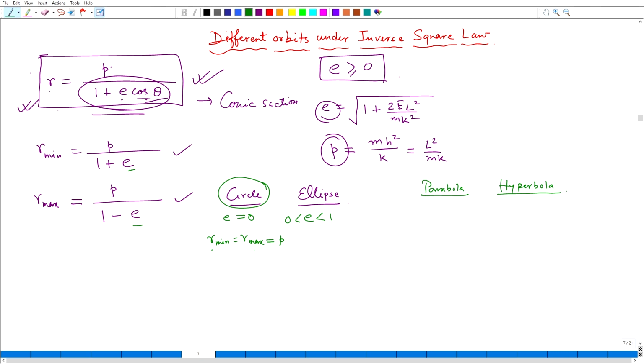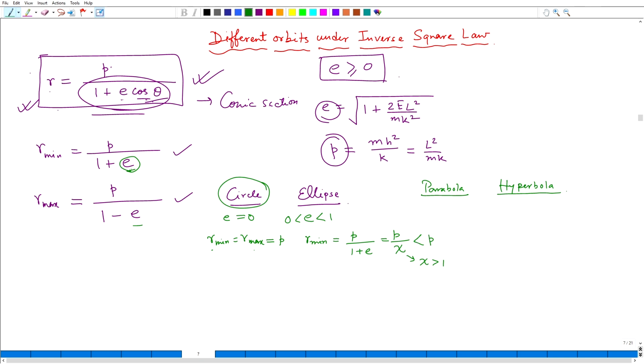Okay. And that is why you will see that R mean will be equal to P by 1 plus E, and since E is a positive quantity, 1 plus E will be greater than 1. So this will be P by some chi, which is greater than 1, so you can write that this should be less than P.